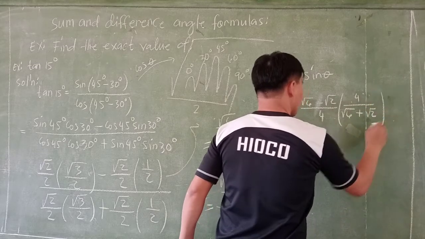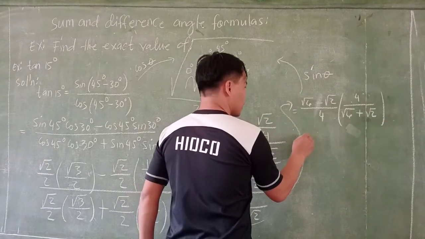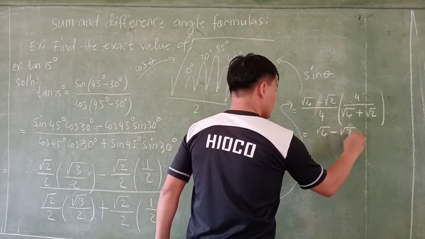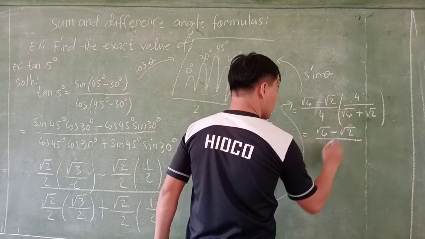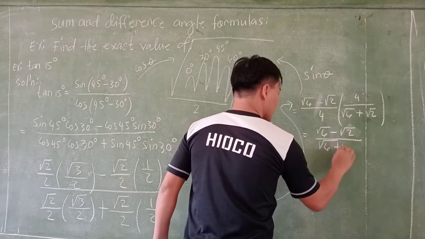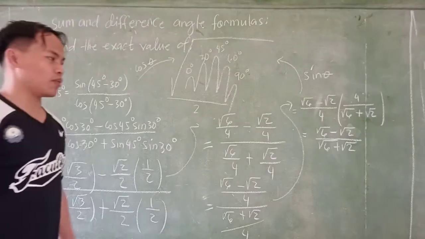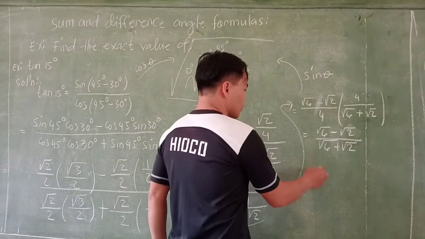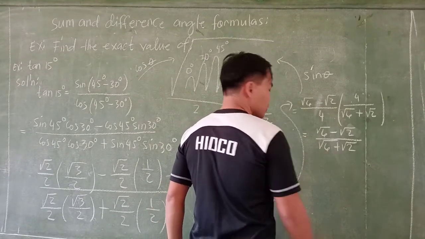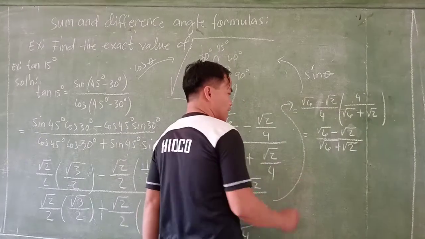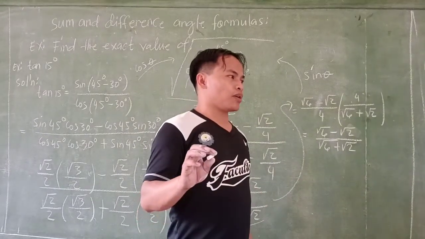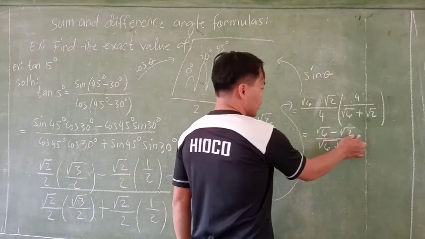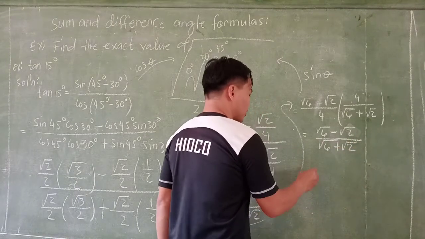Okay? Then simplify. That is just equal to what? Cancel the 4, what remains is square root of 6 minus square root of 2 over square root of 6 plus square root of 2. Then we will have to rationalize by using the conjugate. The conjugate of square root of 6 plus square root of 2 is square root of 6 minus square root of 2. That will be the quantity that we will be multiplying to both the numerator and denominator. So, let's multiply them first.